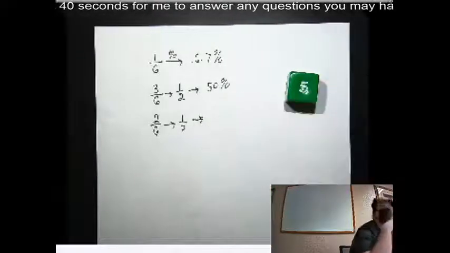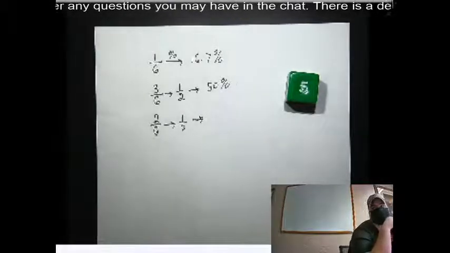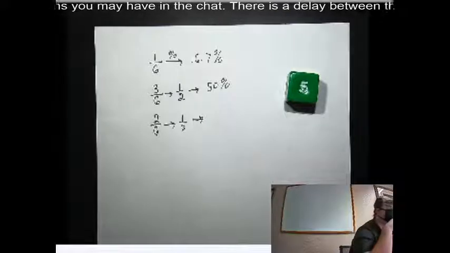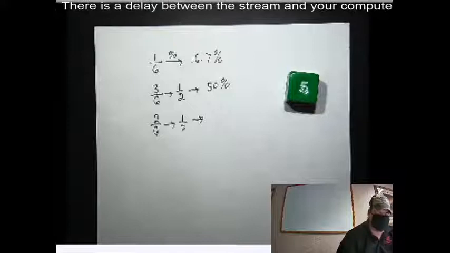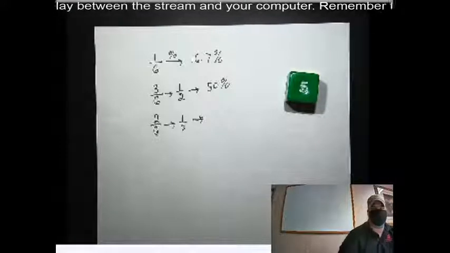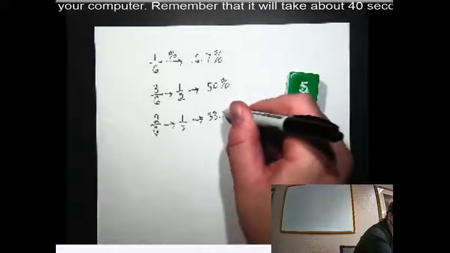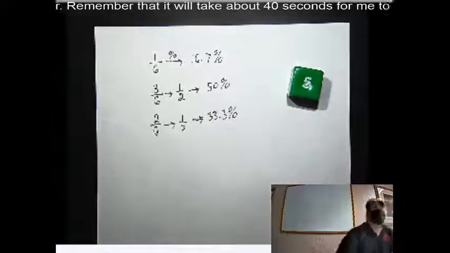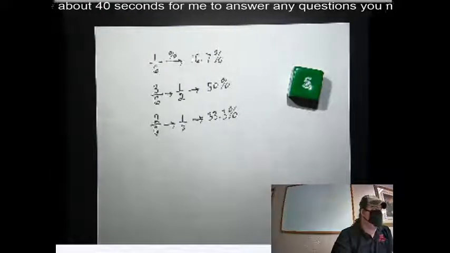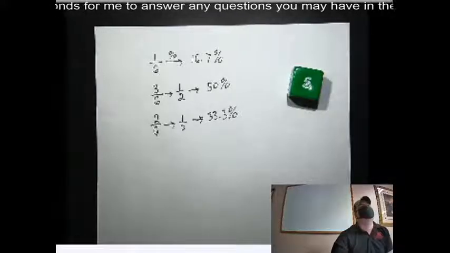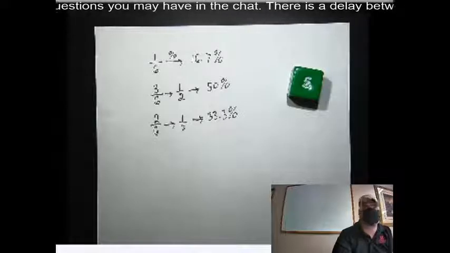Okay, and so as a percent, what would that be? 1/4 is 25%. What's 1 divided by 3? 1 divided by 3 is 33.3%. Basically, it's a repeating decimal. Okay, good. Any questions so far?